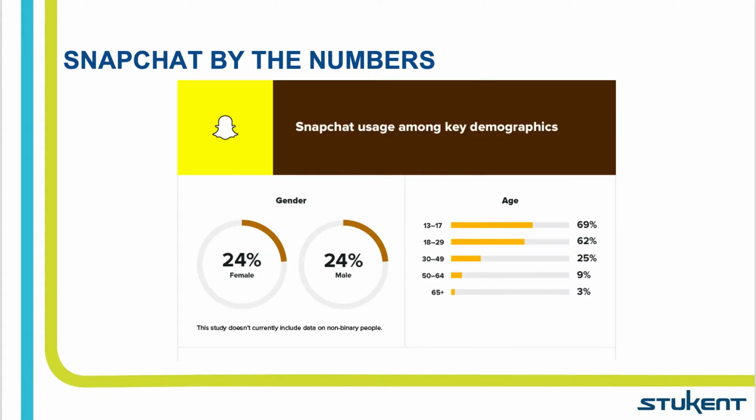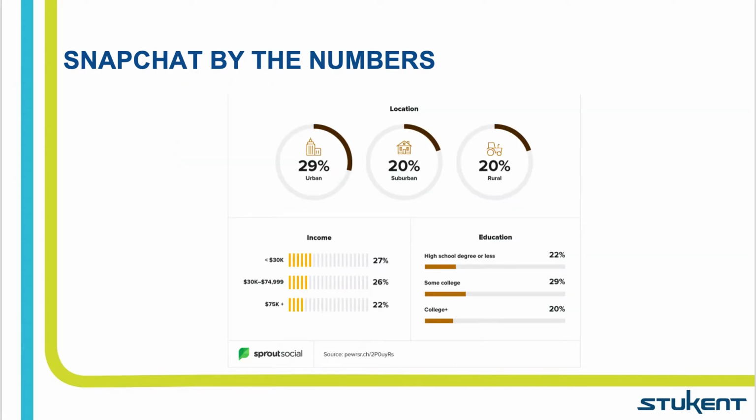Snapchat by the numbers. 24% of females have Snapchat, 24% of males. It definitely trends younger. So if you're trying to reach, let's say, 40 and up, it's probably not the medium to use to sell your product. So definitely know who your customers are. If they are young, Snapchat's the spot. 29% of people in urban areas are on Snapchat, 20% of suburban, 20% of rural. There are actually more people in rural areas on Snapchat than there are on Twitter, if you look at our previous lecture.